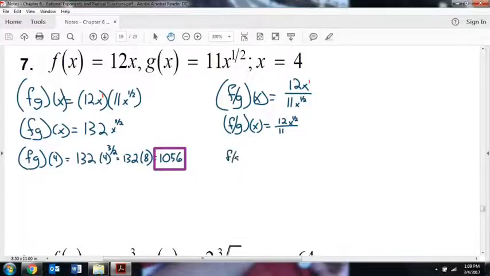Last but not least, f divided by g of x, not of x. Again, one of these days I'm going to remember how to do that. We're going to evaluate at 4. So that's 12 over 11 times 4 to the 1/2. Okay, 4 to the 1/2 is 2, so 12 times 2 is 24, divided by 11. And that, again, does not reduce. So that's your answer on the right.